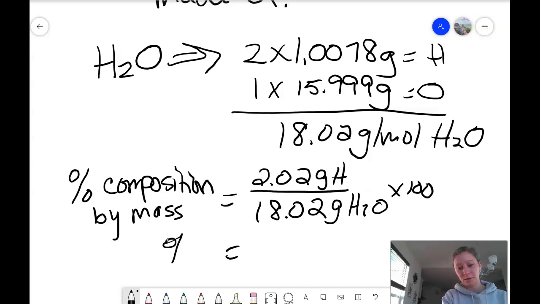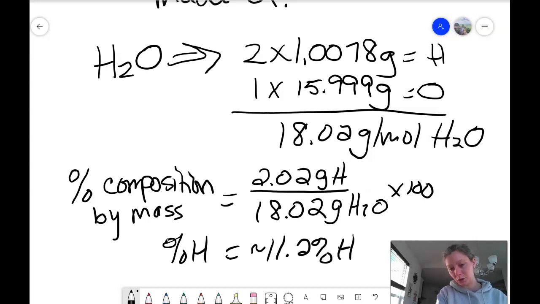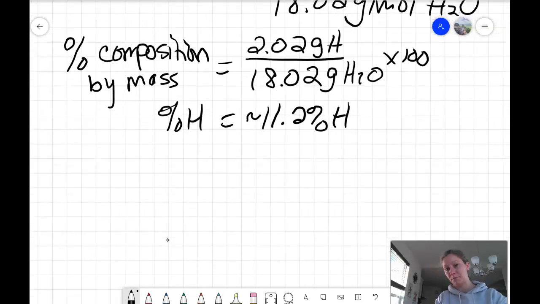What do we get for that percent? This is going to be my percent hydrogen by mass for hydrogen in the water. You should get about 11.2%. Hydrogen by mass is the percent composition of hydrogen in water. If you're at like 11.1, 11.3, if you take it to 11.24, whatever it ends up around there, you'll get credit for, so you don't have to worry too much about that.